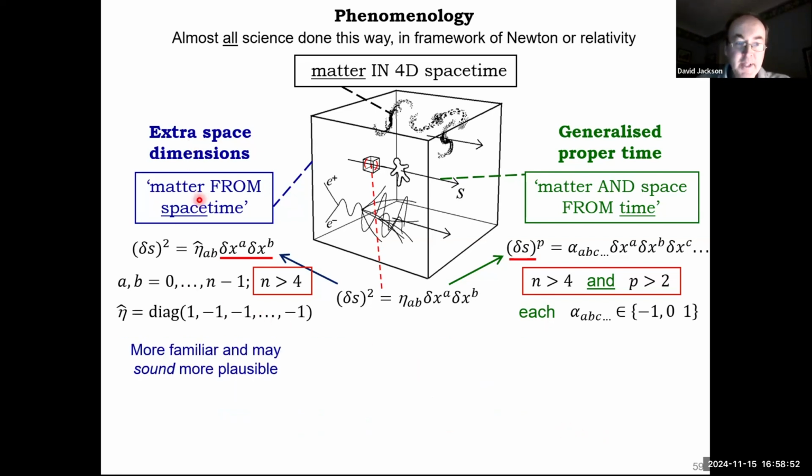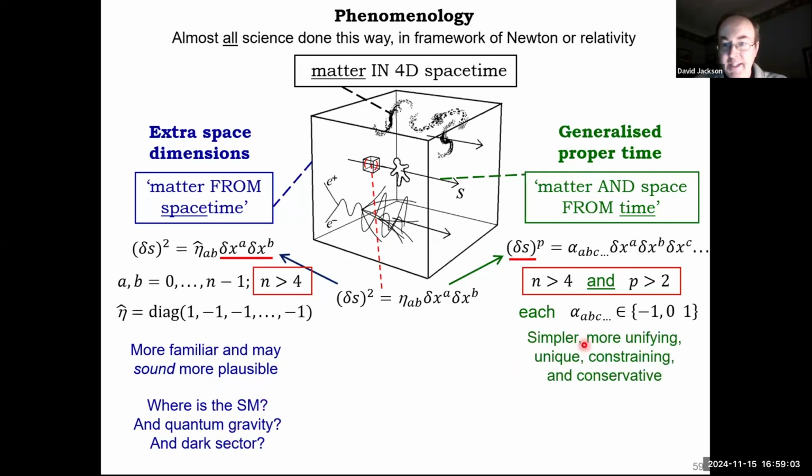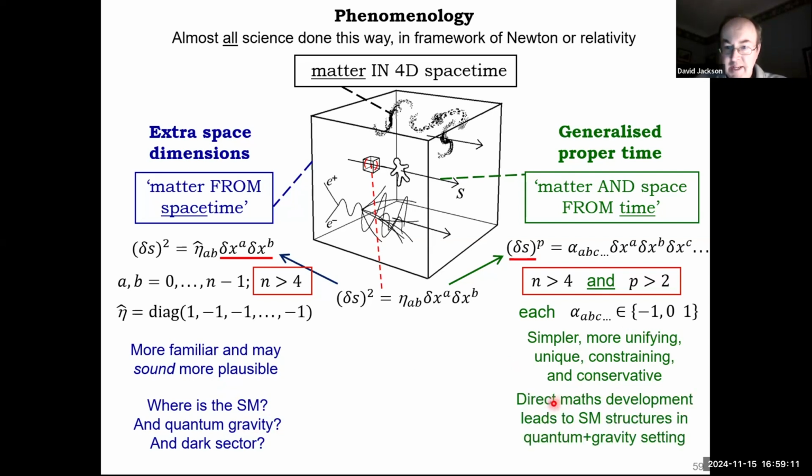On the side of extraspatial dimensions, these are more familiar, and it may sound more plausible because we're adding something. And it's hard to see where you get the standard model or quantum gravity or the dark sector. On this side, I would say it's arguably simpler and more unique and more constraining. It's more conservative because we're starting with time, which is something we're familiar with. And if you develop it, you can get out structures from the standard model and a framework for quantum gravity.